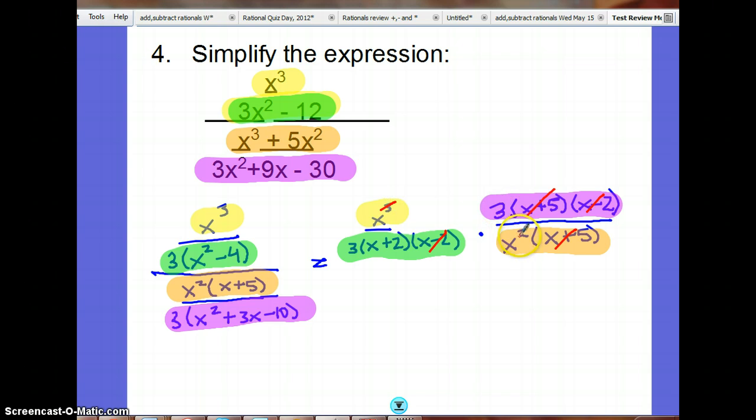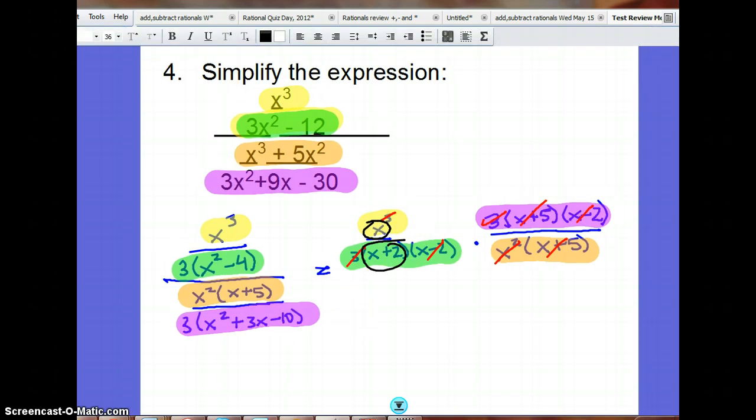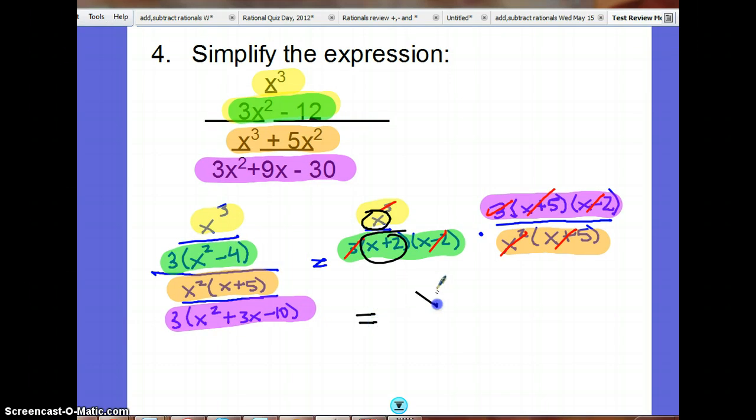X cubed will cancel out, so x squared will cancel all but one of those x's. This 3 disappears. So now let's go through and see what factors are left. On the top, the only thing left is this x, and down below, the only thing left is this x plus 2. So this whole expression simplifies to x over x plus 2.